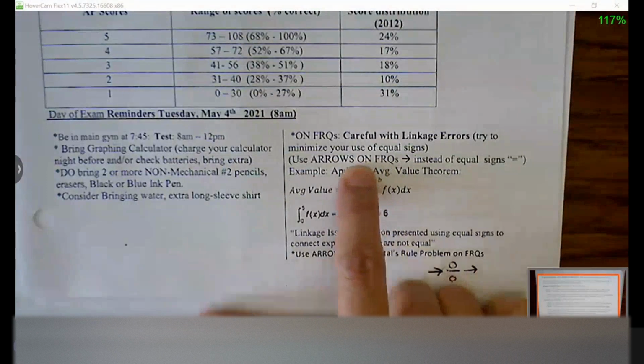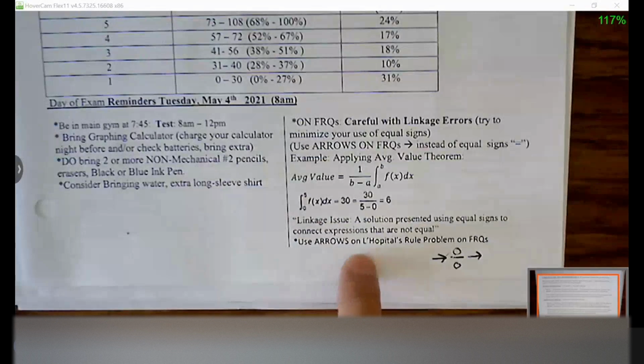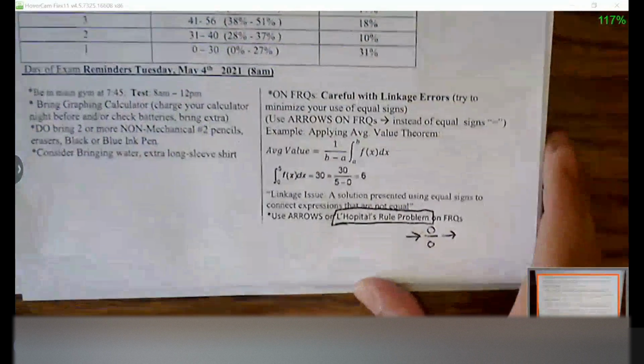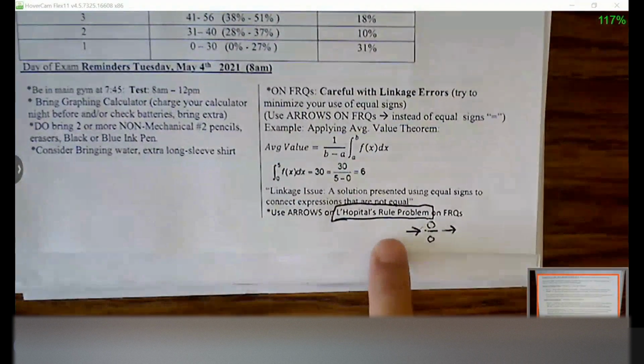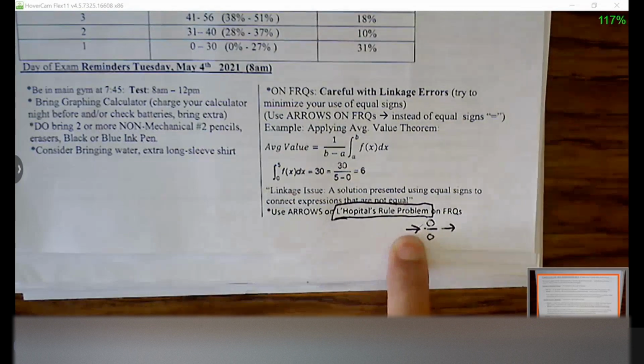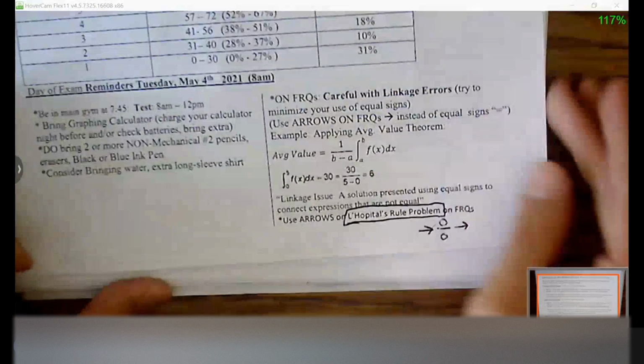Try to minimize your use of equal signs. That's just a safer thing to do, especially on L'Hopital's rule problems. This is where, when I was grading in past years, a lot of students lost points, because we do it in class: we write equals 0 over 0, and then we do L'Hopital's rule, but they take points off for that. So just use arrows for L'Hopital's rule everywhere. Arrow 0 over 0, arrow limit, and then derivative and arrow to your answer. That's a safe thing to do.